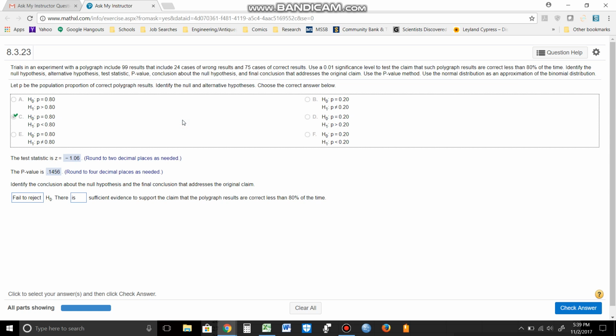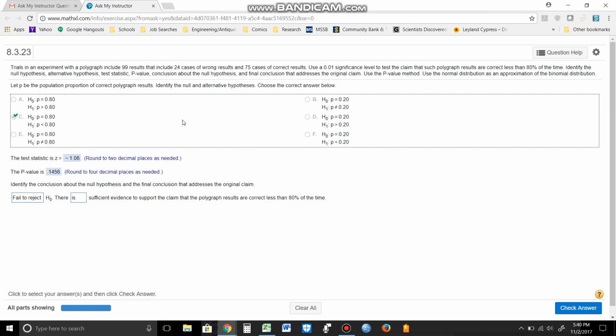We have trials in an experiment with a polygraph, and they include 99 total results that include 24 cases of wrong results and 75 cases of correct results. So out of 99, 24 were wrong and 75 were correct.